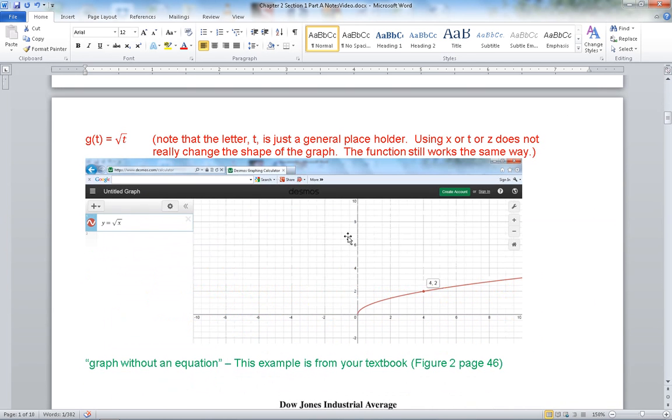Another example could be the square root function. So consider the function g of t equal to the square root of t. So the letter t is just sort of a placeholder. So given a value of t, for example 4, we could take the square root of 4 and get 2. Now notice in this case, we're assuming that the square root is just the positive values.